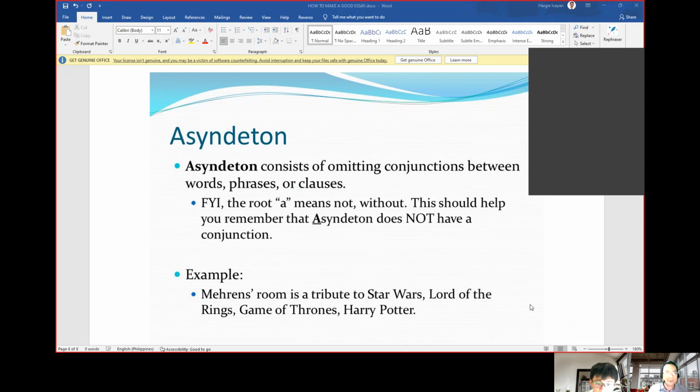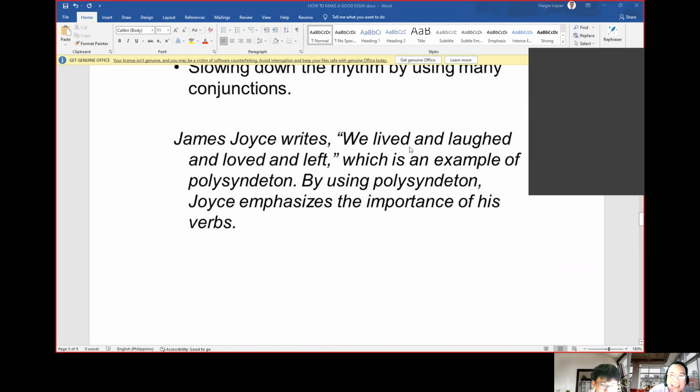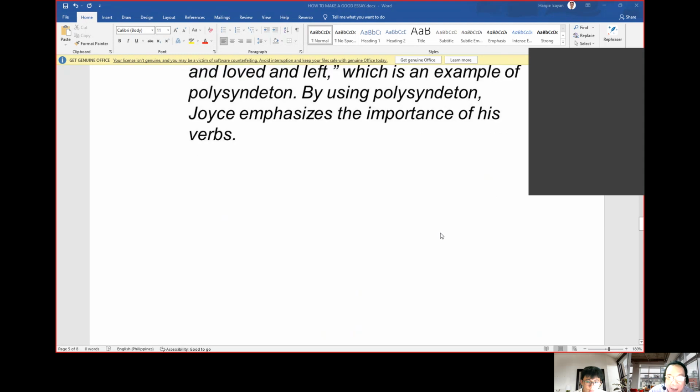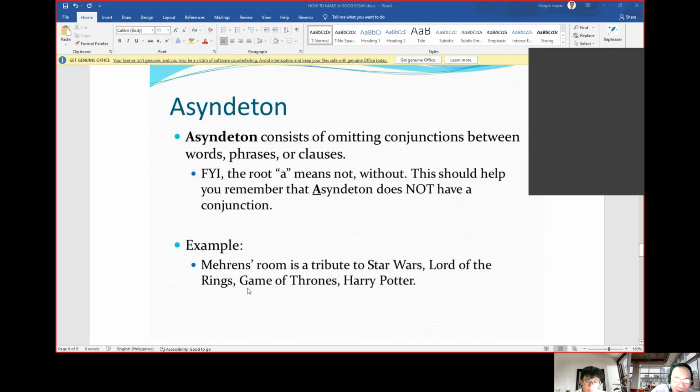Polysyndeton has a conjunction. But when we say asyndeton, we have to omit the conjunction. Look at this one. We said a while ago, we lived and loved and loved and left. So we have a conjunction. But in asyndeton, we omit the conjunction, and what we're going to do is just put a comma in it.